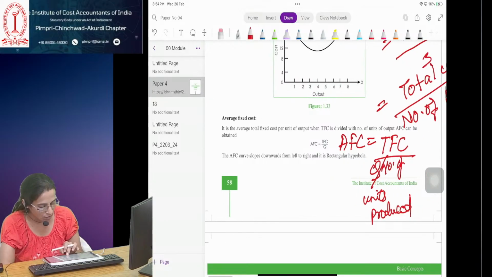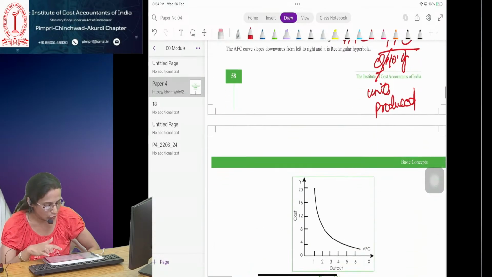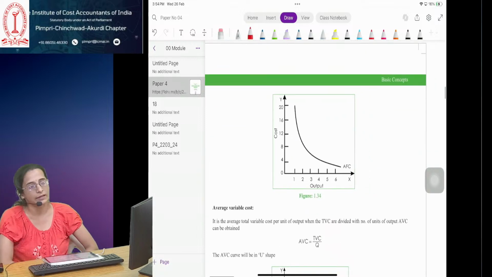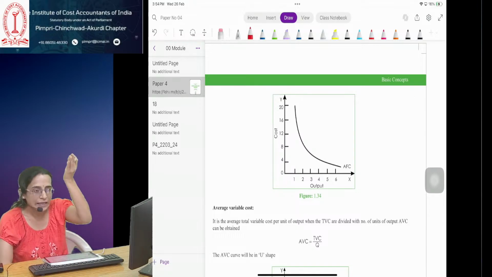Okay. It is the average total fixed cost per unit of output. When total fixed cost is divided with the number of units of output, average fixed cost can be obtained. Now they are saying it is a rectangular hyperbola. So what is the reason that it is a rectangular hyperbola? Anyone? Why is it like this?